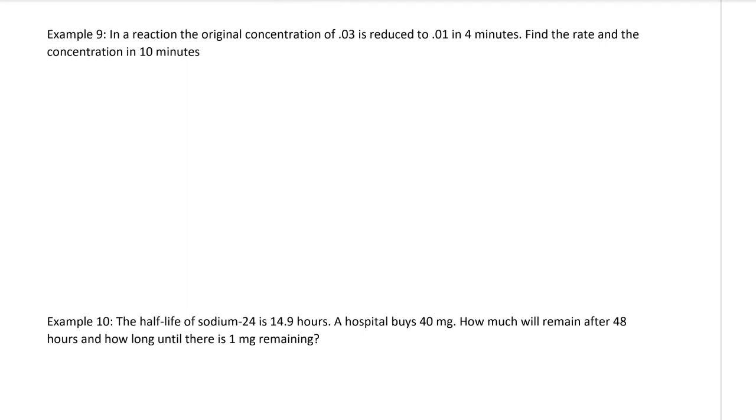Okay, so original concentration in this example is reduced from 0.03 to 0.01. Okay, so this is my initial, so it's P. This is my final, so that's A. And this is my time. Find the rate and the concentration at 10 minutes. So first we need to find the rate, and then we're going to work forward from there. So step 1 is a rate.